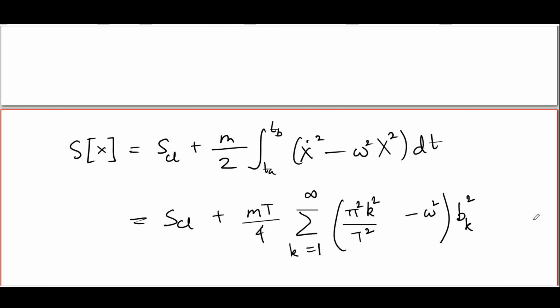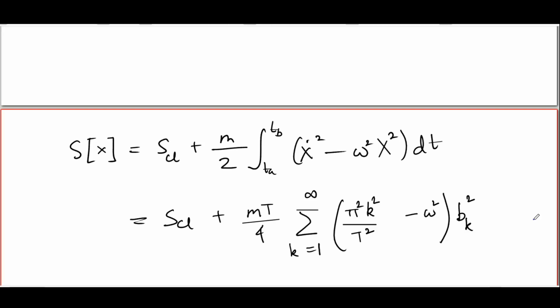And by using the Fourier decomposition of the paths, we managed to rewrite this extra term in this form: mT by 4 times an infinite sum, where the infinite sum has pi squared k squared by T squared minus omega squared as coefficients of bk squared. Note that when T is less than pi by omega, then for each and every one of the terms in this infinite sum, the coefficient happens to be positive.